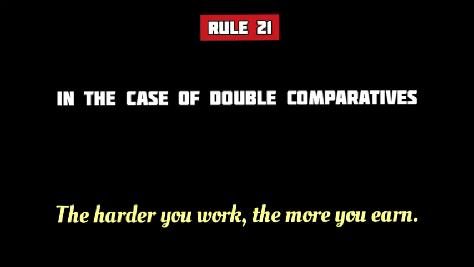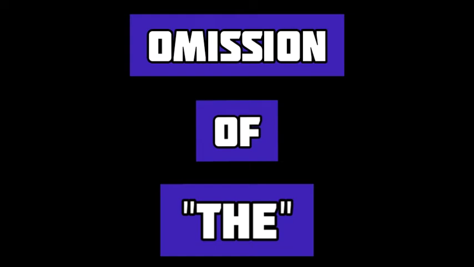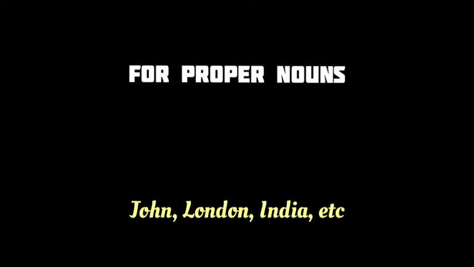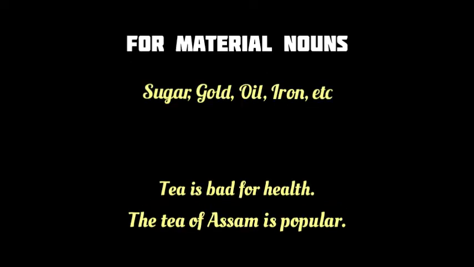So in this way, I just explained all the different cases in which the definite article the is required to be used. Up next, we have the omission of the article the: cases in which the article the is not supposed to be used. Well, first off, the is not used before proper nouns like John, London, India, etc. The definite article the is also not used before material nouns like sugar, gold, oil, water, etc.